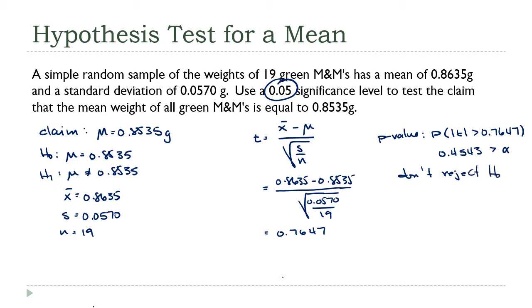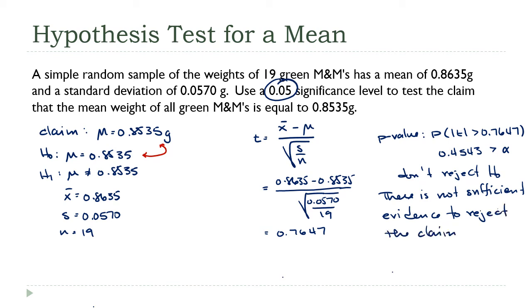And the null hypothesis and the claim are the same. Right? They both involve equality. So since I didn't reject the null hypothesis, I'm also not going to reject the claim. And now to finish this up, to make my final conclusion, I would say there is not sufficient evidence to reject the claim that the average weight is 0.8535 grams. Right, and that's it. That will be my final conclusion.